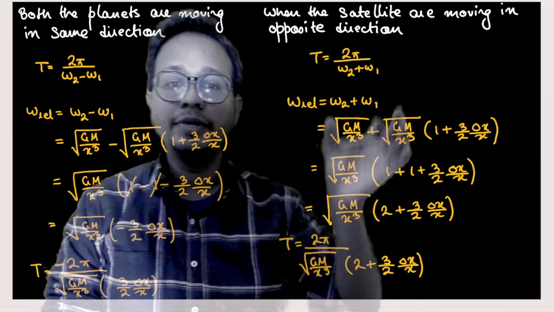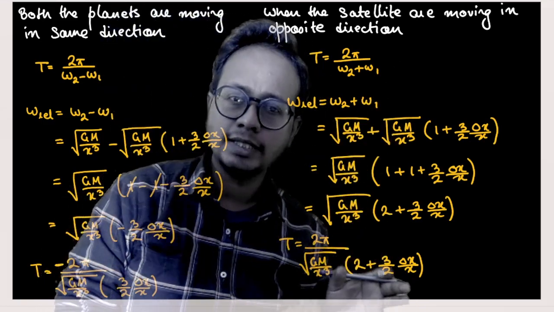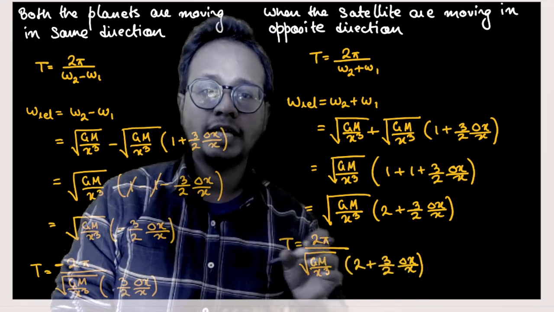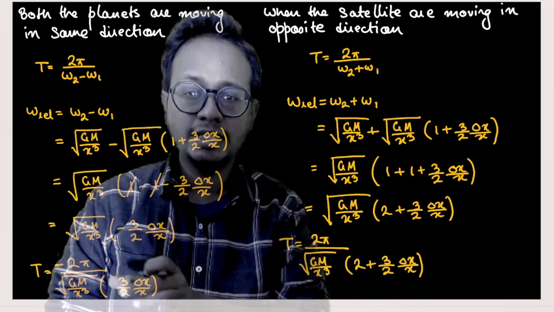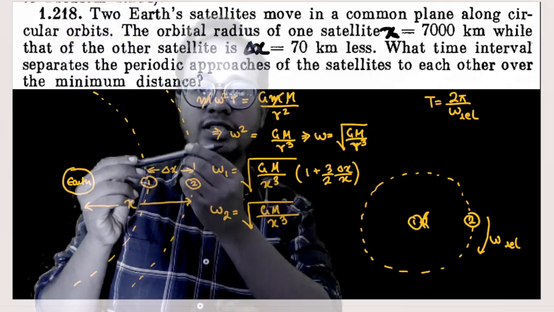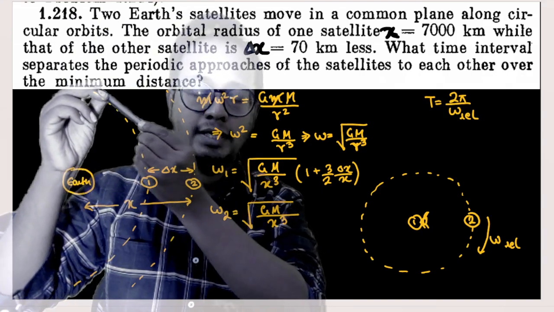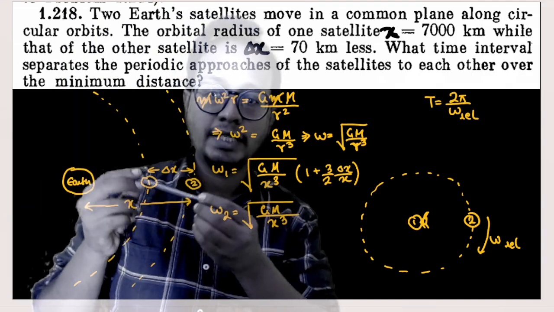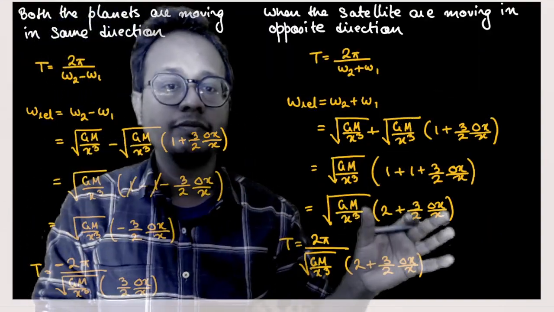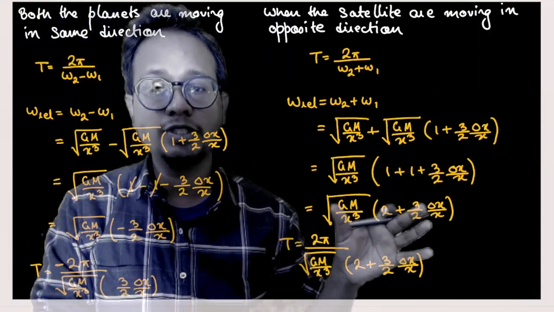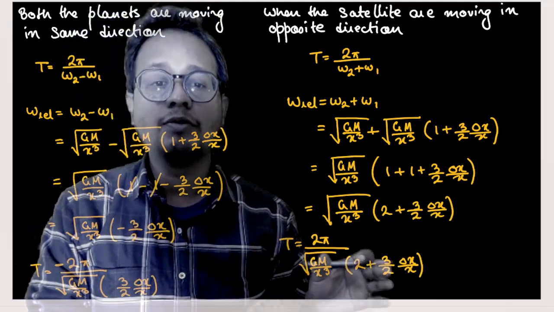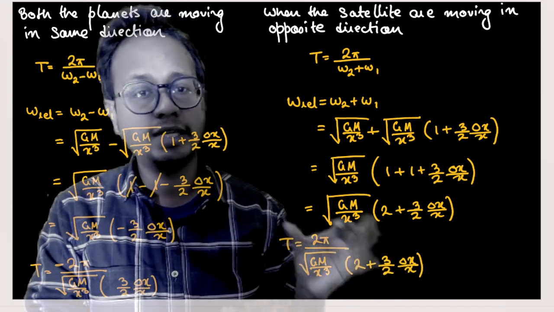One thing you can note here is that the time period when both satellites are moving in opposite directions is much lesser. This term would be much larger than the other term, isn't it? If the denominator is more, the time period would be less; if the denominator is less, the time period would be more. And why is that? If both are moving in the same direction, the relative angular velocity would be a little bit less. But if both are moving in opposite directions, the relative angular velocity would be much larger. When you substitute the values of G, x and delta x, you get the answer.